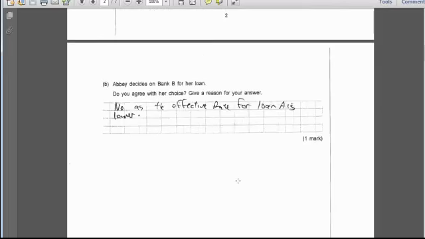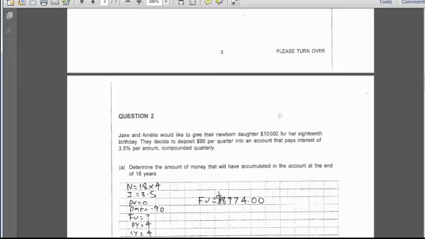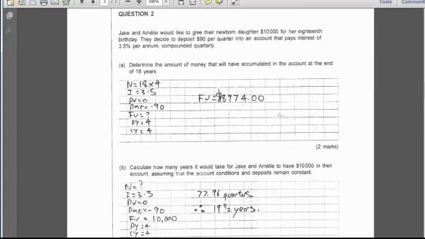Next part says the person decides to go for loan B. Well, loan B is 11.5%, and the effective rate on loan A is lower. So you'd go to loan A because it's cheaper in the long run. It's pretty cool. Okay, question 2, they're trying to save up money.